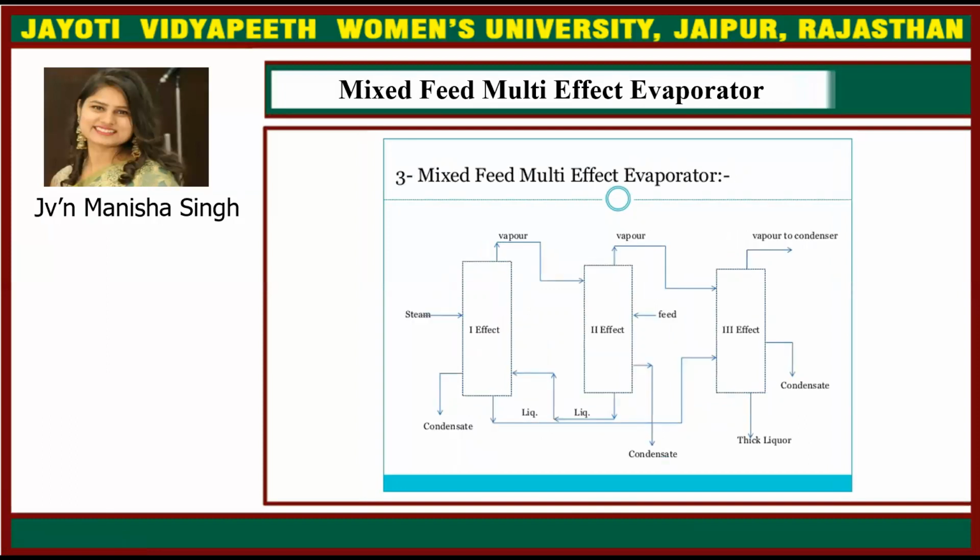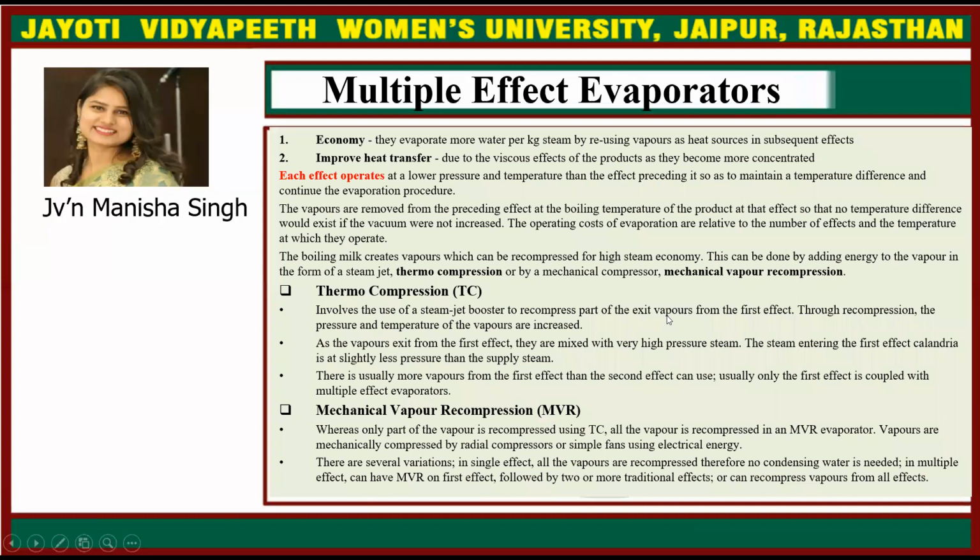Next is the mixed feed multi-effect evaporator. Here it's our choice from where we want to start the feed. We add our feed, like in this picture we are adding our feed in the second effect, then the liquid extracted from this is passed on to the first effect, steam is incorporated in the first effect, then by heating the liquid is passed on to the third effect, and the vapors of the second effect are the heating source of the third effect. Then here we get the thick liquor and the condensate, and the vapors go to the condenser.